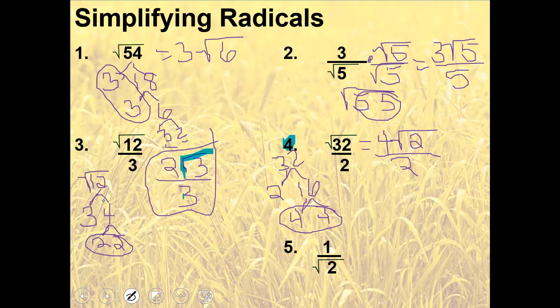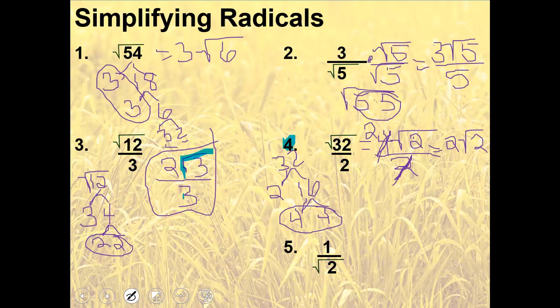I cannot cancel the 2 into the square root of 2 because this doesn't have a radical, and this has a radical. But I can cancel the 2 into the 4. And I'm just left with 2 square roots of 2.